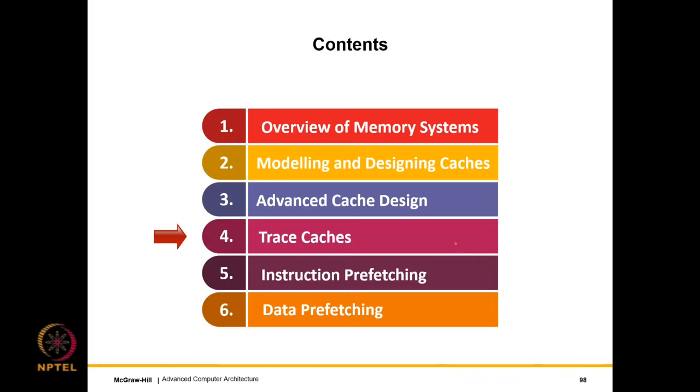Now we will discuss trace caches. So trace caches, as I had discussed in the last part of the last lecture, are caches that store an entire sequence of instructions, a decoded sequence of instructions, such that we can totally eliminate the overhead of the decoder as well as the branch predictor.